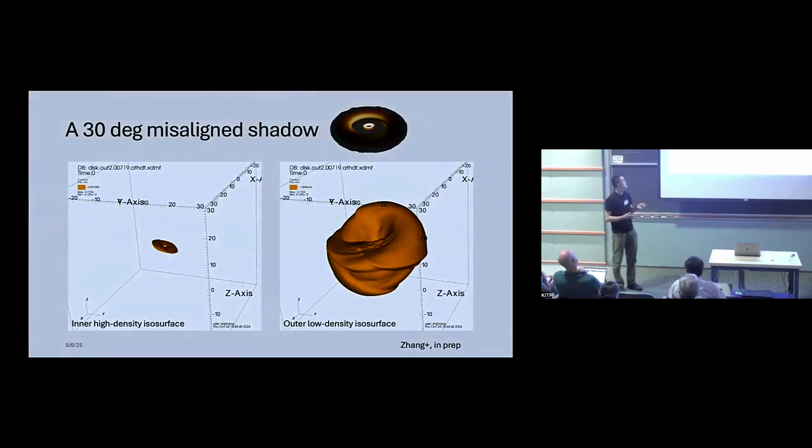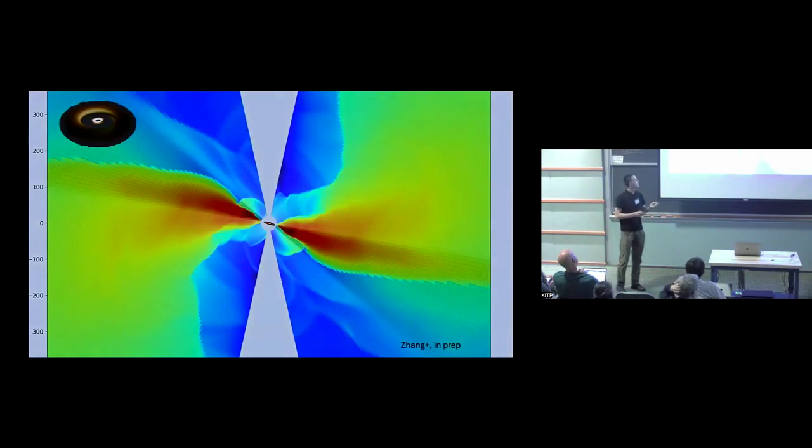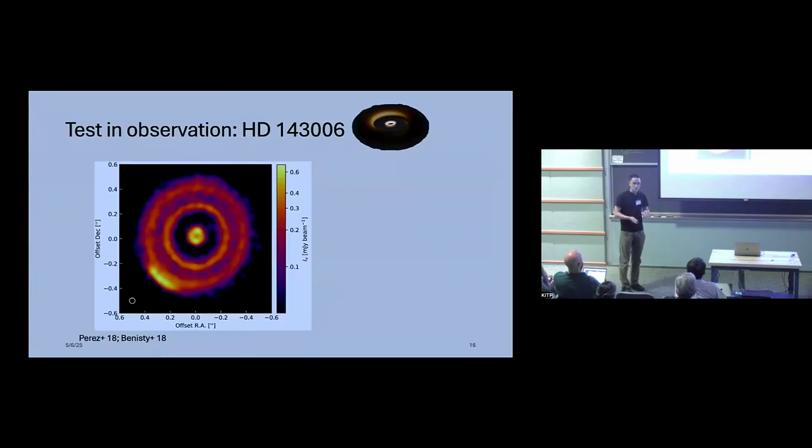If you look at the slice of the simulation, the shadow is represented by this black, darker region. The inner high-density region is trying to align with the shadow, whereas the outer low-density region is trying to align the other direction. And not only do we have simulations, we have a lot of data to test our model.